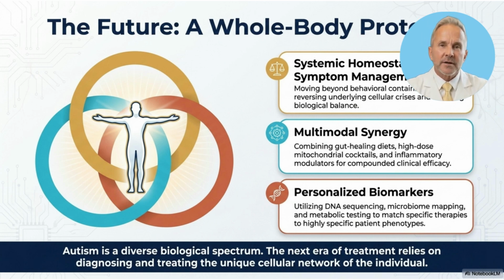In conclusion, autism is a diverse biological spectrum. The next era of treatment relies on diagnosing and treating the unique cellular network of the individual.